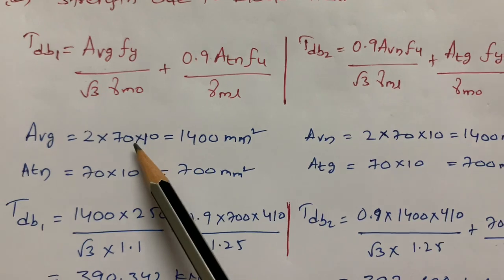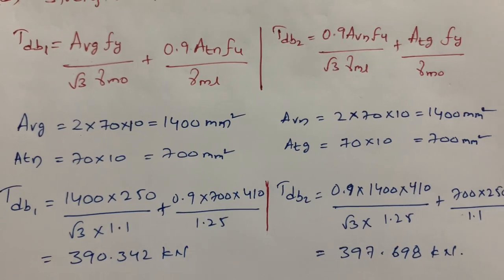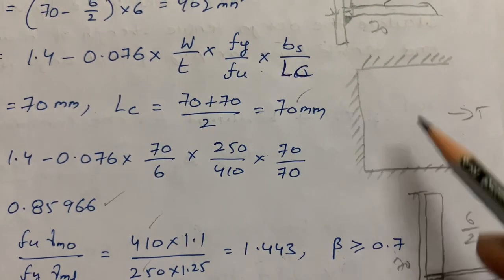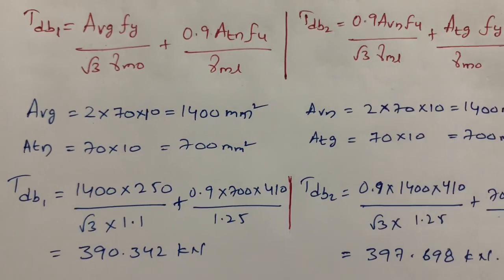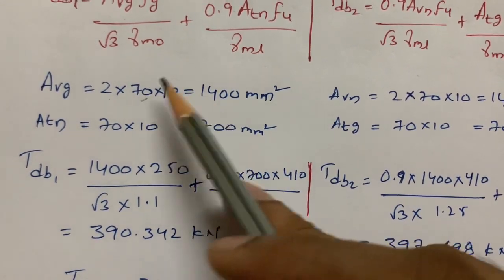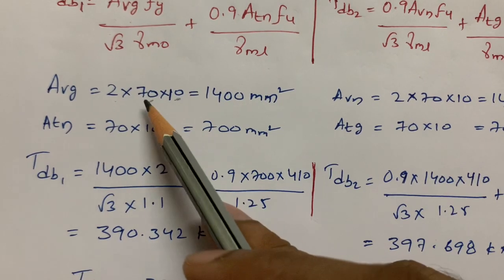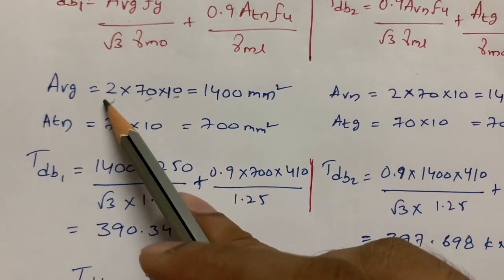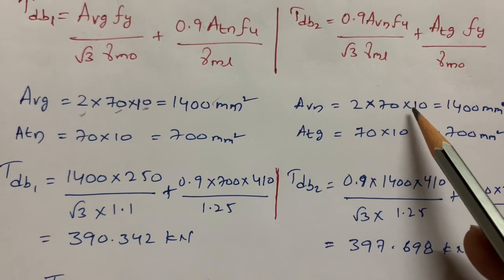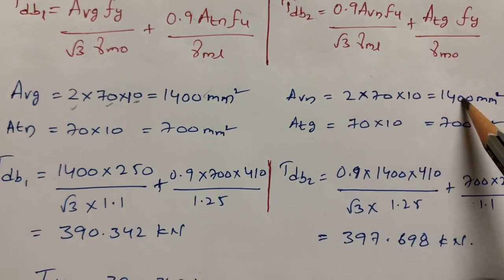But here Avg is nothing but 2 into, 2 means both sides we are doing the welding like this. I'll show you in this diagram. Yeah, this one. Have you observed this? Here we are doing the welding on both sides. That's why I multiplied with 2, and we know that 70 is the length of the triangle, into 10, that is the gusset plate thickness. L into B, both sides we are doing welding, that's why 70 into 10 into 2. I got 1400 mm square. Like that Avn, because these two are equal angles, I got a similar value.